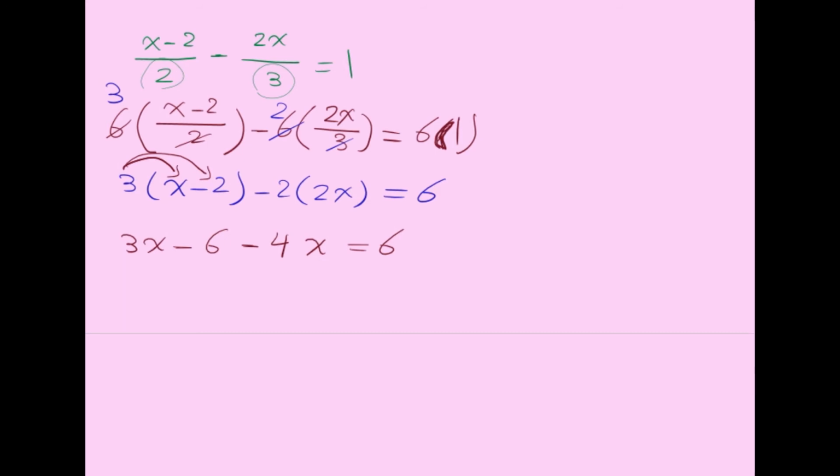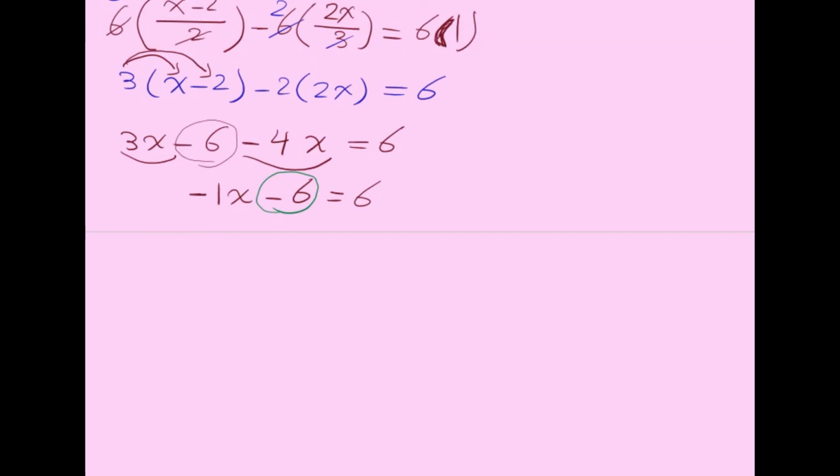Do I have like terms on the left side? Yes. So I have to simplify 3x and negative 4x. 3x take away 4x, you will end up with just negative 1x, yes? And this guy will remain. Just keep it, negative 6. And keep the rest, okay?